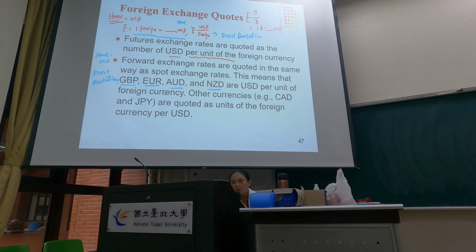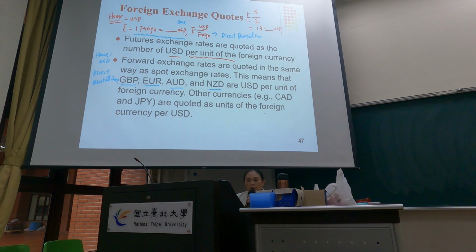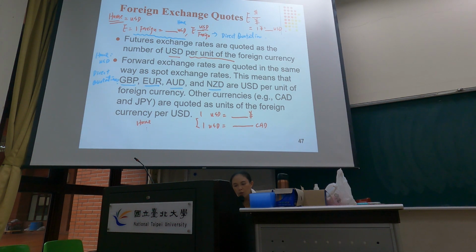Okay, other currencies like CAD, the Canadian dollar, and the Japanese yen are quoted as units of foreign currency per USD. Okay, so this would be 1 USD in exchange for how many yen? Or 1 USD in exchange for how many CAD? So that's the indirect quotation, okay? So 1 USD in exchange for how many Canadian dollars, okay? Assuming our home is USD, okay? So this quotation is what we call 间接报价, indirect quotation.